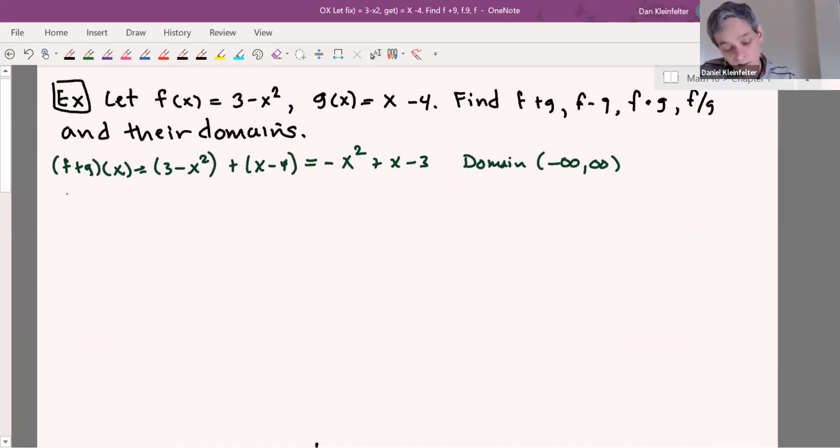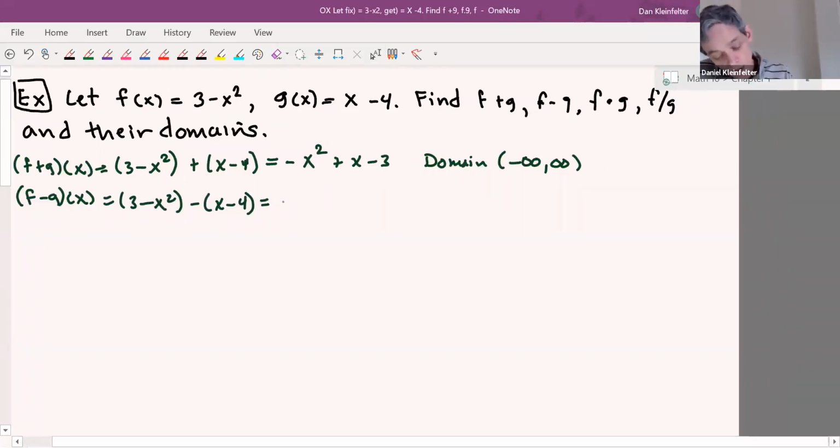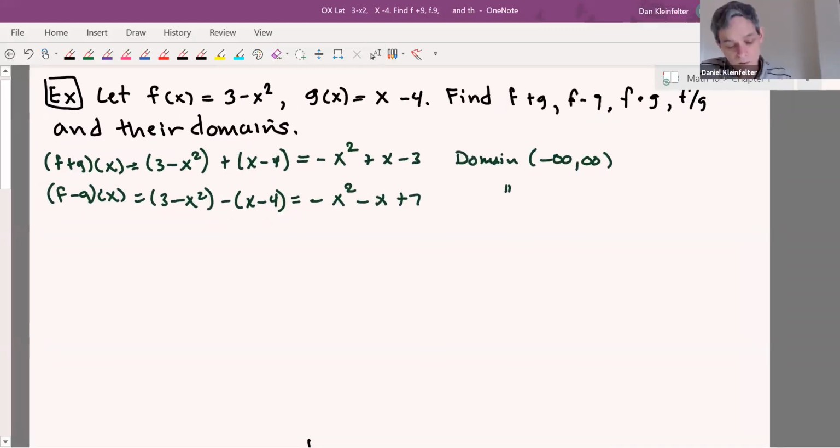Okay, for the difference, (f minus g)(x) will be 3 minus x squared minus (x minus 4). And as before, we're going to combine like terms and then put down the domain. So we'll have minus x squared, this time minus x, and then plus 7. It'll be the same domain as before.